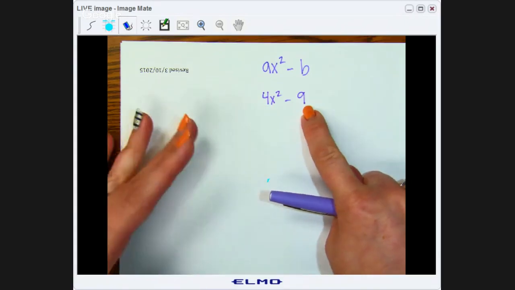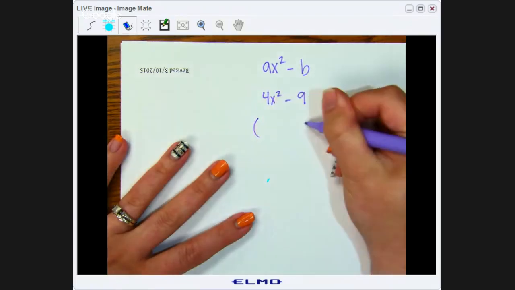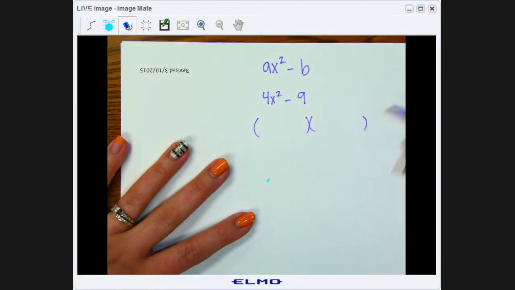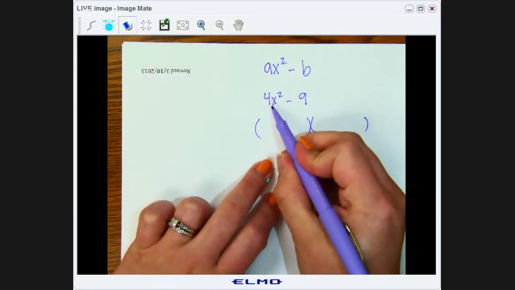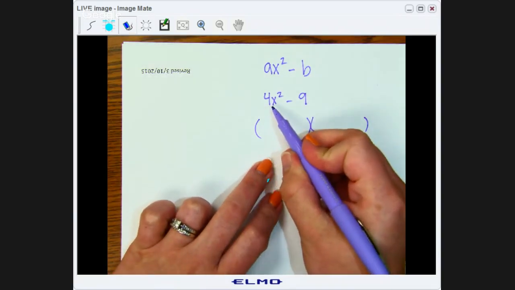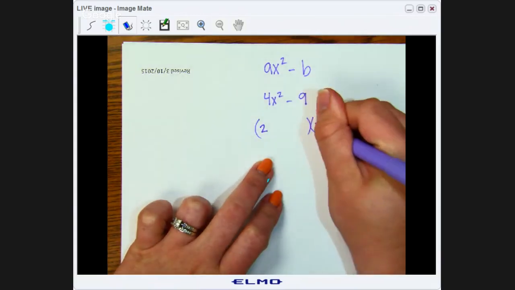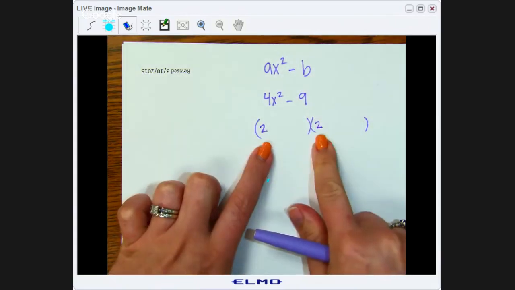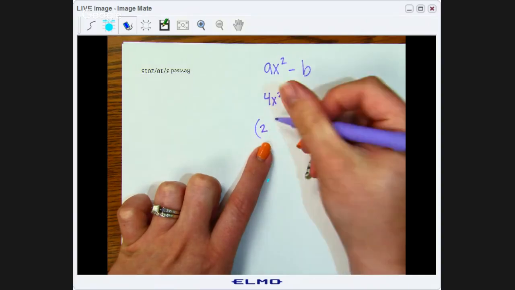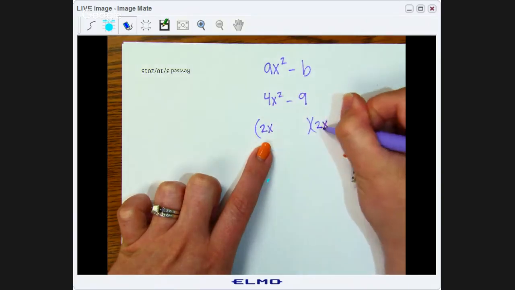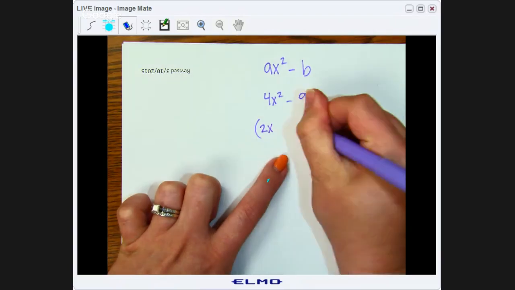Now, you could use the X method for this, but essentially you're still going to have 2 sets of parentheses. So I'm thinking, how can I evenly divide up 4? Essentially, what's the square root of 4? 2, okay? 2 is going to go first in both sets of parentheses. How can I evenly divide up x squared? x and x. And then how can I evenly divide up 9?